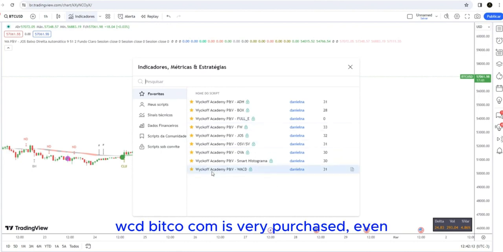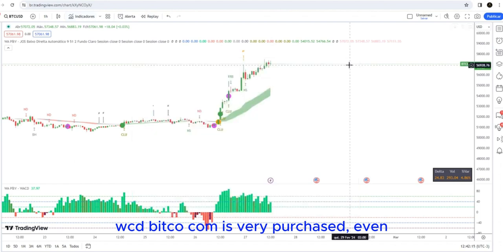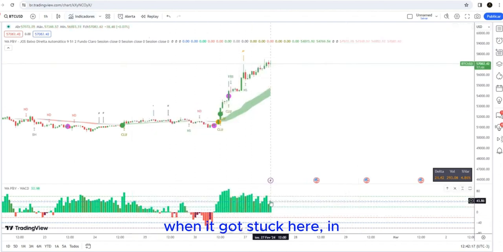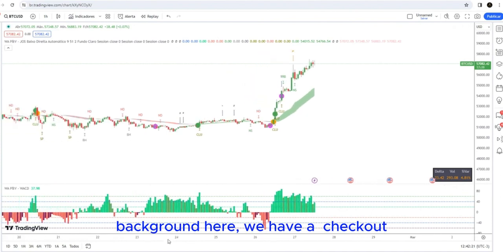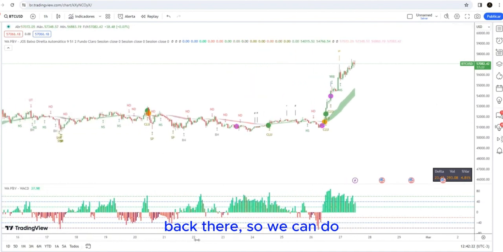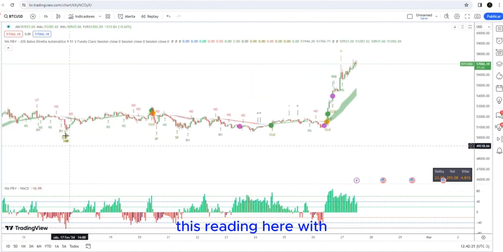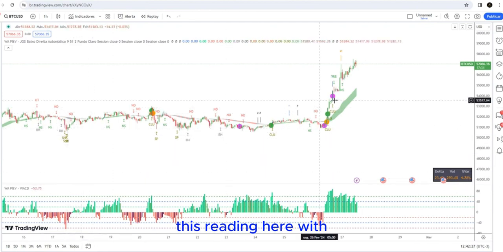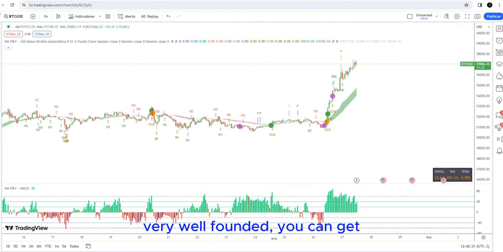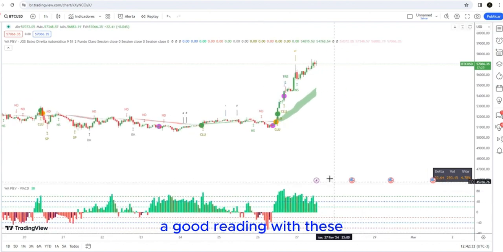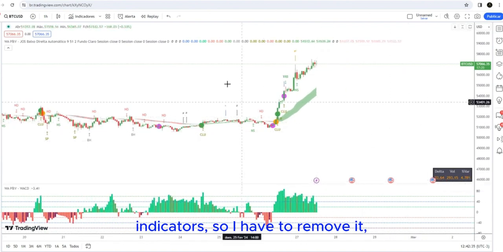Our WCD shows Bitcoin is very overbought, even when it got stuck here for hours in the formation of our background. Here we have a backtest there, so we can do this reading here with Richard Wyckoff's methodology. Hey, the theory is very well founded. You can get a good reading with these indicators, so I have to remove it.